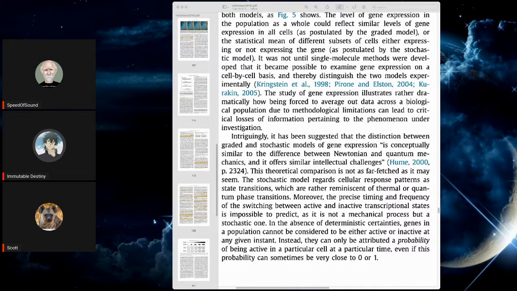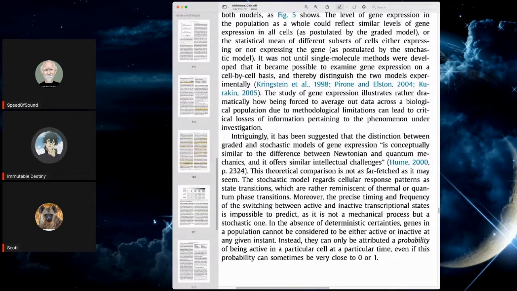So it's not just a random error. It's not just a machine messing up and giving you wrong numbers. No, there's actually something further here. In the stochastic model, there are members of the population that may not be expressing it at all, but some that might be expressing it full speed ahead.